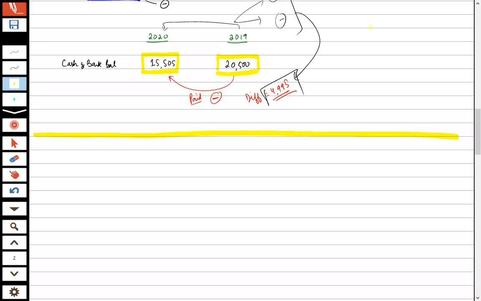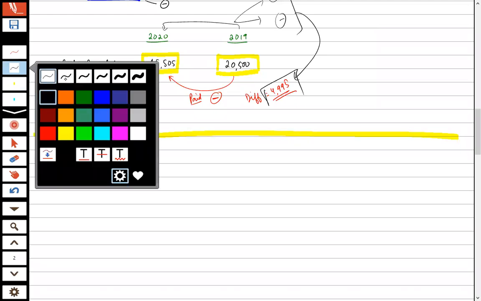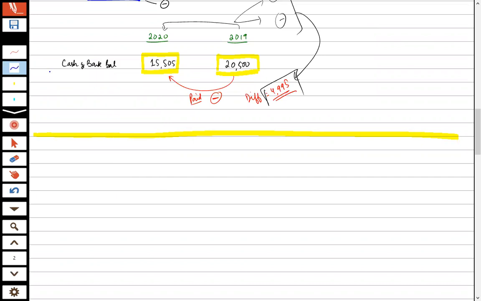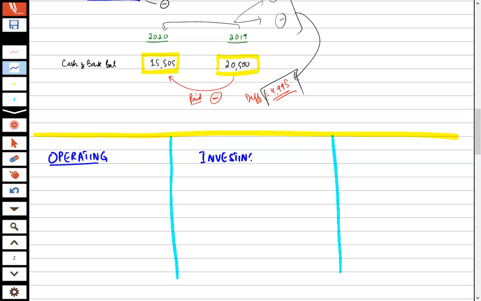The organizational activities, whether daily, monthly, weekly, or yearly, are basically classified into three main categories. One is known as operating activities, one is classified as investing activities, and the last one is classified as financing activities.